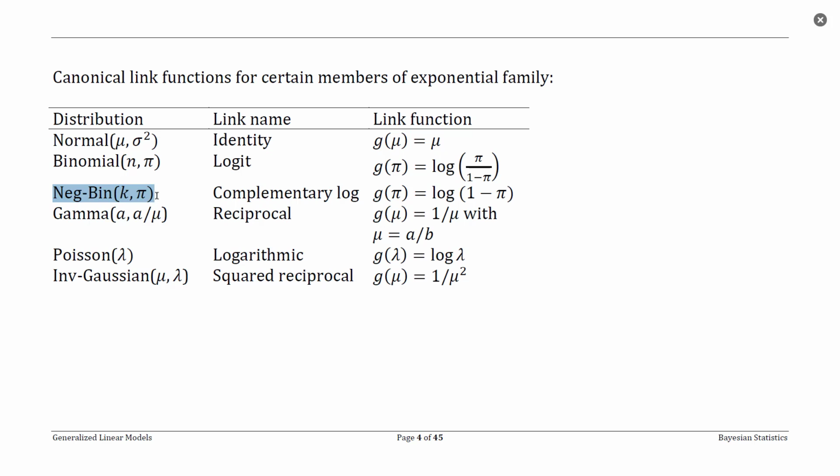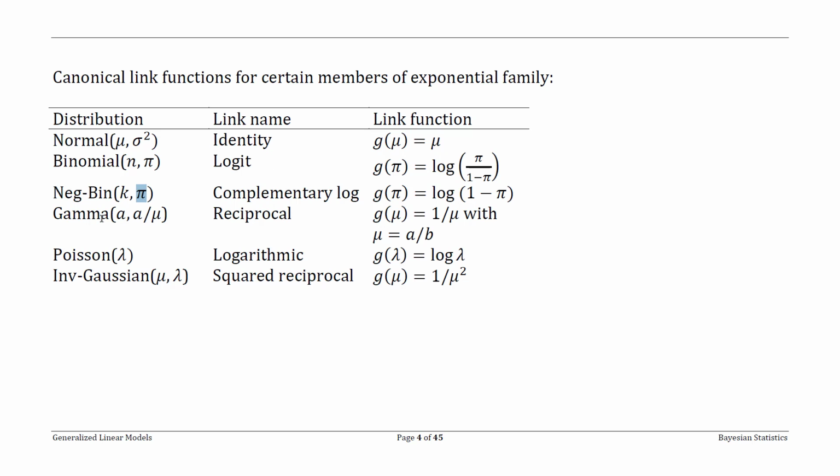Another distribution that I hope to get to, but we might not get to it, is the negative binomial distribution, which has different ways of parameterizing it, but the canonical link is called the complementary log, and the probability of a failure here, pi, the link function is going to be log of 1 minus pi. So that is the complementary log canonical link function for the negative binomial distribution.